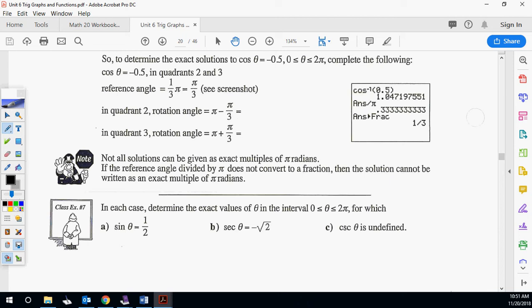If the numerator isn't 1? Then it will, yeah, so if it was 2/3, it'd be 2 pi over 3. Does that make sense? Okay.